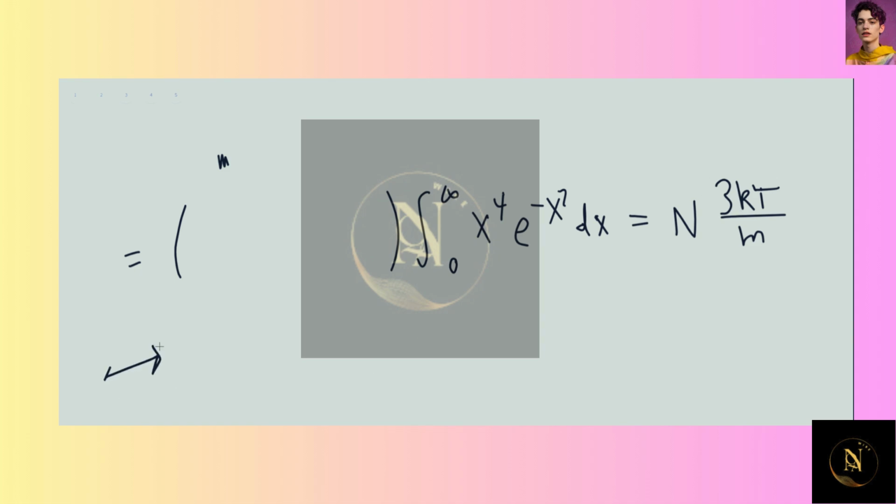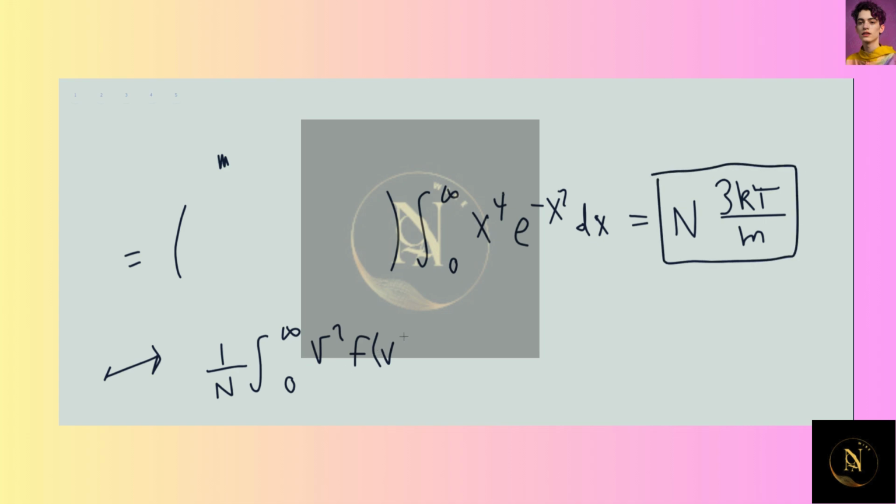Thus, if we were to do the same integral with 1 over N, integral 0 to infinity of the exact same thing, we would have this result divided by N, which would give us 3kT over m, which is the desired result. So this problem is difficult because you're using some tricky integrals, some Gaussian integrals, and you have to get it in the right form. But aside from that, it all follows.